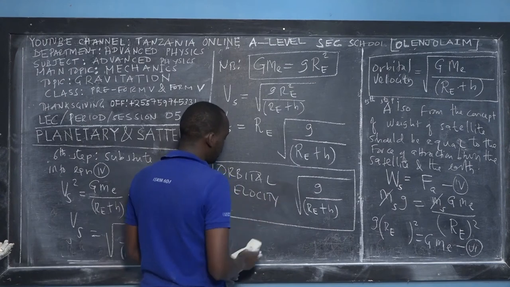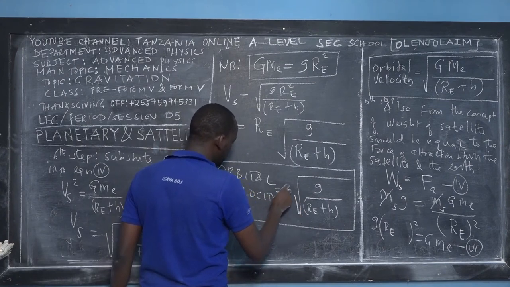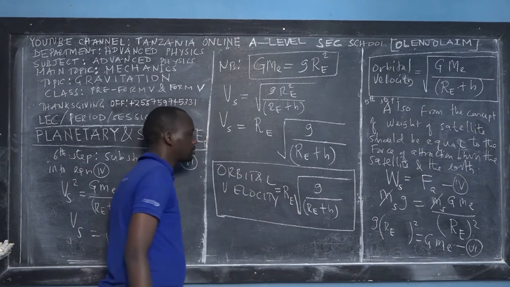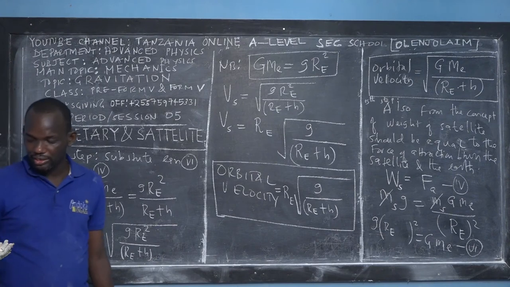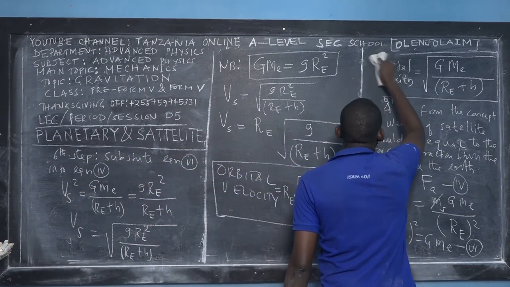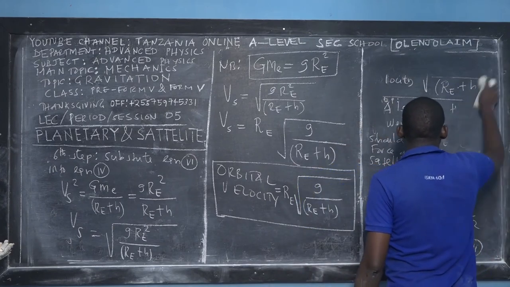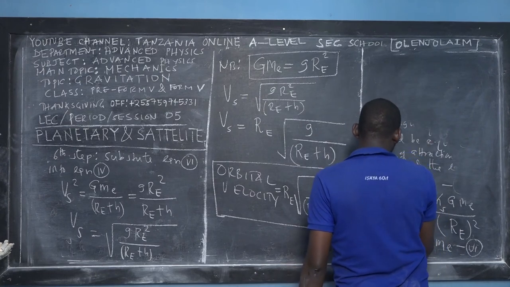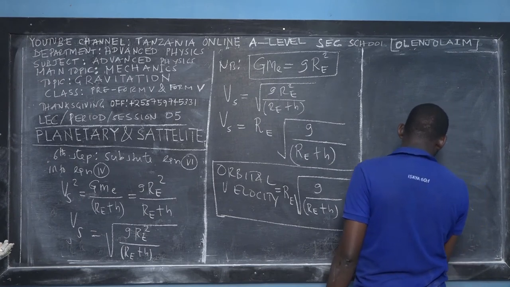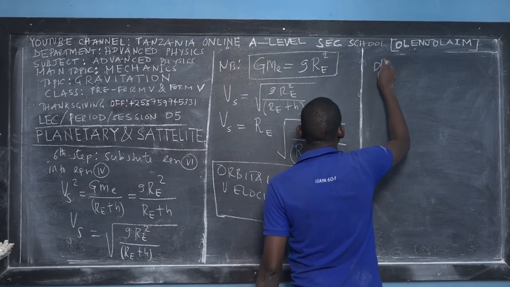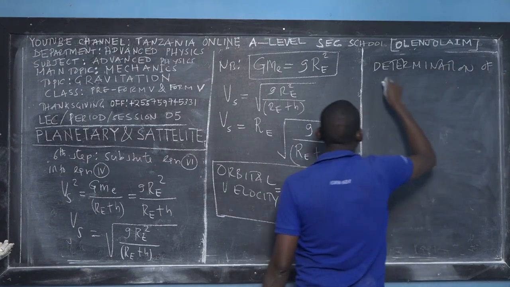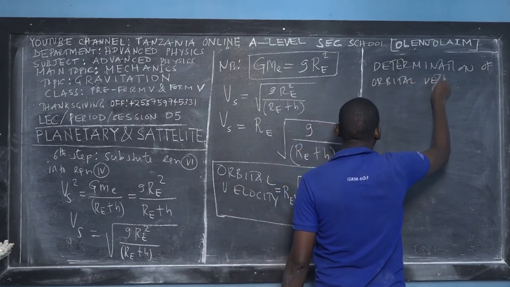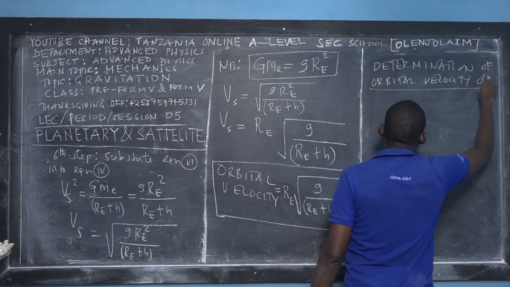Then here we have the radius of the Earth outside the square root. Okay? So if that's the case, in case the satellite orbits across the surface, in an orbit very close to the Earth's surface, now we can say, determination of orbital velocity of the satellite.